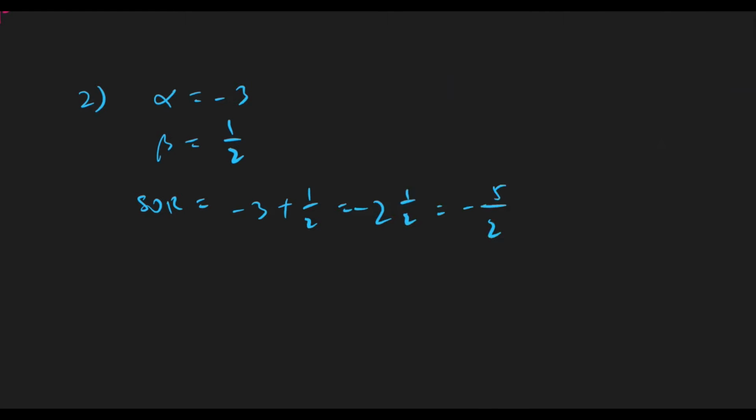So we can try another one. Assuming now you have another root and the alpha is -3, beta is half. So what is your sum of roots? That will be -3 plus half, which is -5/2. And you will see that I would like to change it into an improper fraction for a reason that you will see later. And the product of roots will be equal to -3/2.